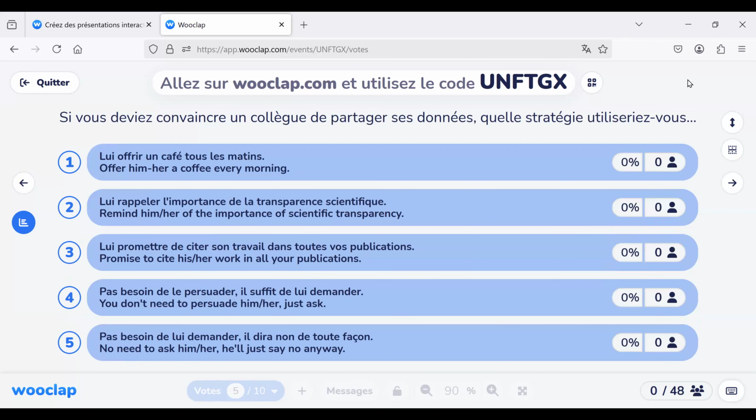So let's go to the next question. If you would like to have some data from your colleagues, what strategy will you use, or do you think it's worth using, to get access to her or his data?